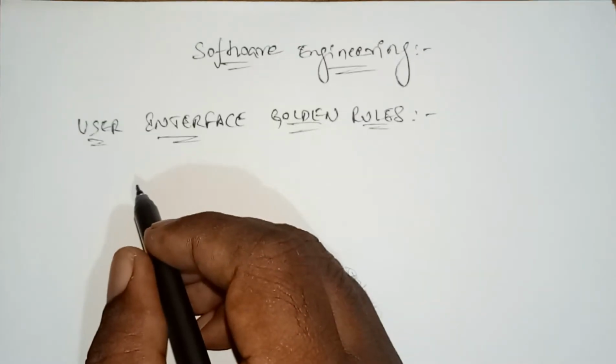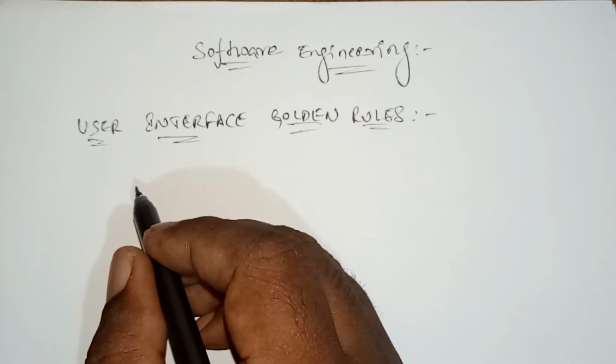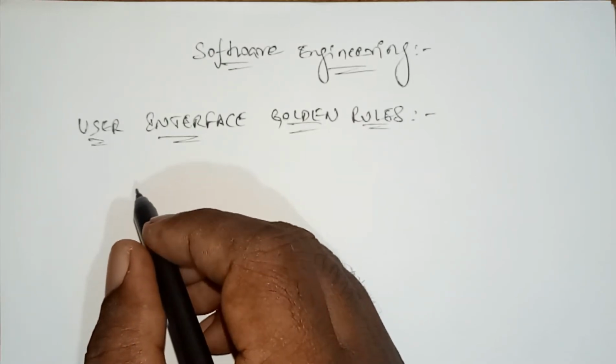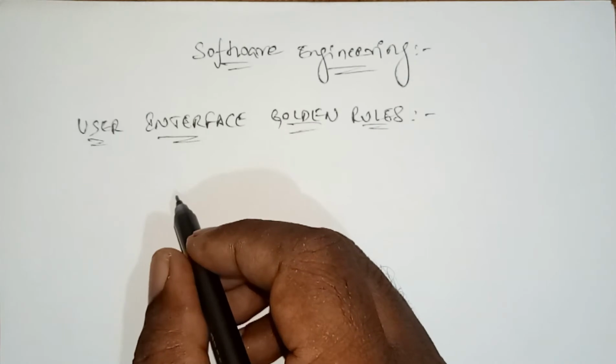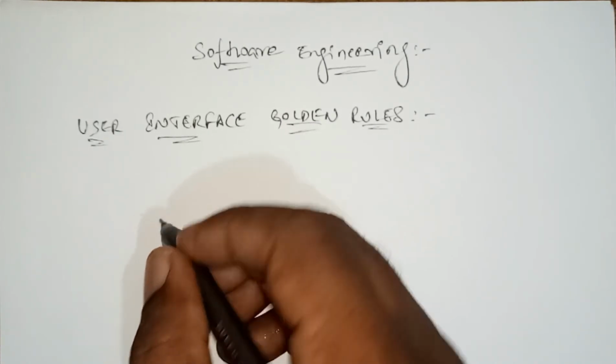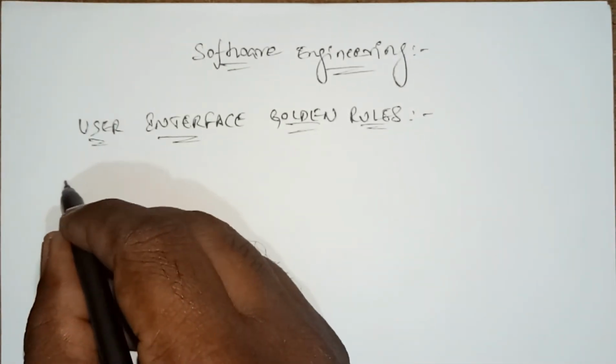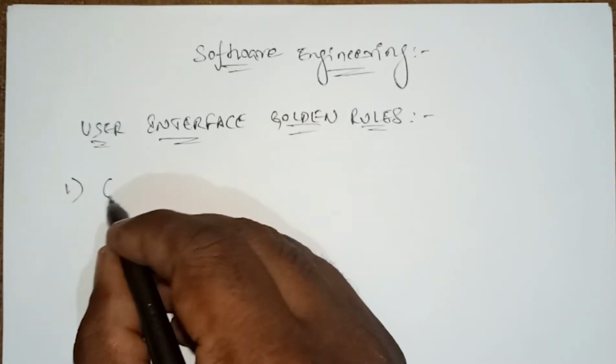Hello students, today's topic is user interface golden rules in software engineering. So, Shneiderman's eight rules. We are having eight golden rules. First one is consistency.